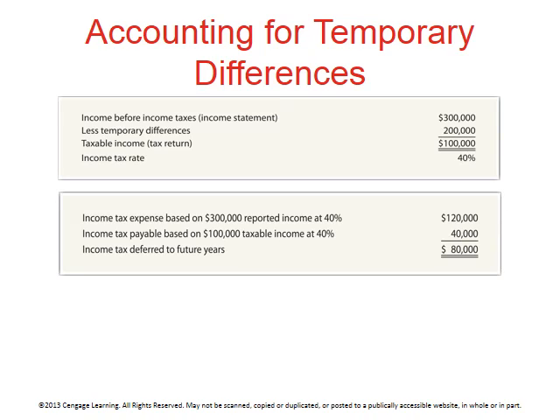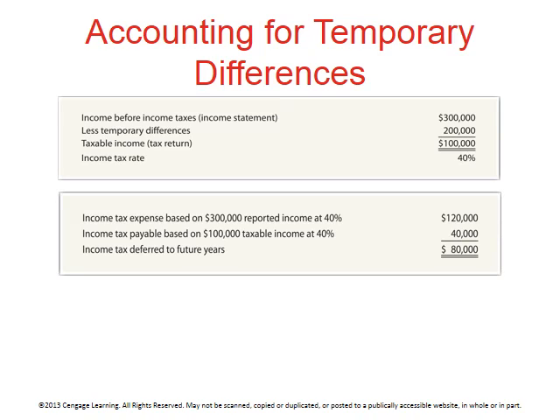So let's look at accounting for temporary differences. So we have our income before taxes on our income statement. That's GAAP. Less our temporary differences gets us to our taxable income, which we show on our tax return. And then we have a 40% tax rate. So what we're showing here is that our income before taxes on our income statement per GAAP is $300,000. Our taxable income on our tax return when we do our taxes comes out to $100,000. There's a difference of $200,000 between the two. It's a temporary difference of $200,000.